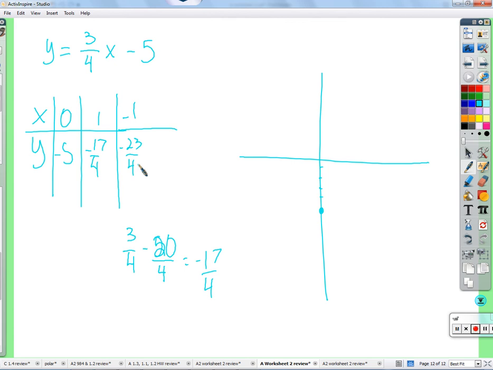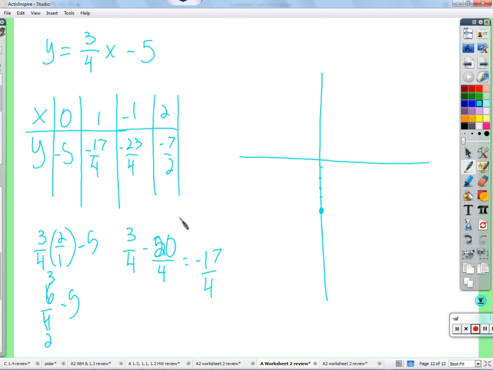Two. Put in 2? That's a little better, because if I put 3/4 in there times 2, what if I multiply 3/4 times 2 over 1, what do I get here? 6 over 4. Okay, 6 over 4, what about 6 and 4? I can reduce down to 3 over 2. So at least it's not fourths. It would be easier to graph halves than fourths. Just really quick, this is going to be 10 halves, right? 10 halves right here. 3 halves minus 10 halves is negative 7 halves. That's a little better than that.